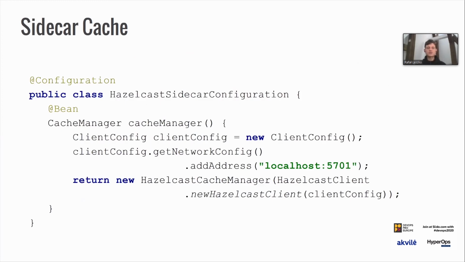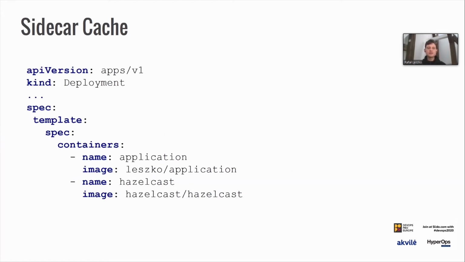This is how the configuration would look again in Spring. As you see, we set up a static configuration to always connect to localhost. However, as a result, the whole system is not static, it's dynamic, because we just know that the cache part is on localhost. This is how the Kubernetes configuration would look. We have our deployment with 2 containers. This application will be your business logic, so it will change. And this Hazelcast is the Hazelcast server, so it will always be the same.